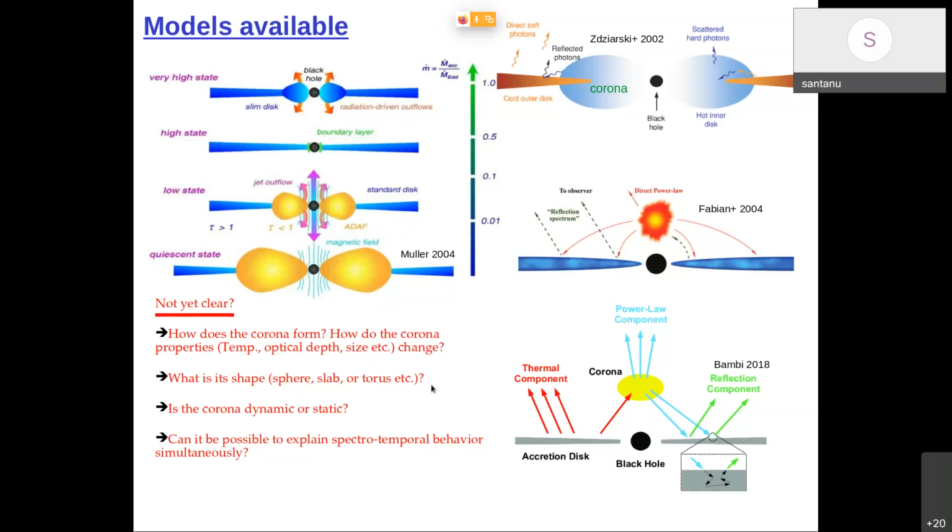Also, we see both timing and spectral properties, but most of the models explain either spectral features or timing features separately. It is also important to explain both spectral and timing properties simultaneously. So in this talk, we will try to answer these questions.